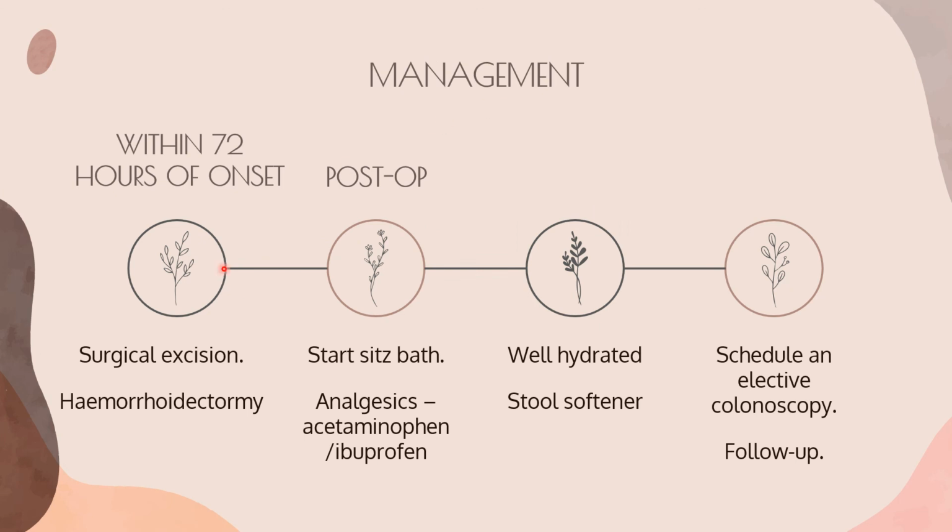For the management, surgical excision of the thrombosed external hemorrhoids would be the best for our patient as he presents within 72 hours of the onset. The patient would then lie prone and the butt cheeks will be separated using tapes. The skin will be excised and the blood clot allowed to drain out by itself. We leave it and then we will do hemorrhoidectomy on the patient.